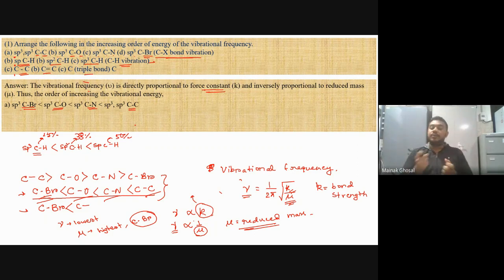It is very difficult to remove hydrogen from any sp carbon. Since it is much stronger, it will have higher vibrational frequency compared to the other two. So this is the perfect order that you told: sp3 CH less than sp2 CH less than sp CH.